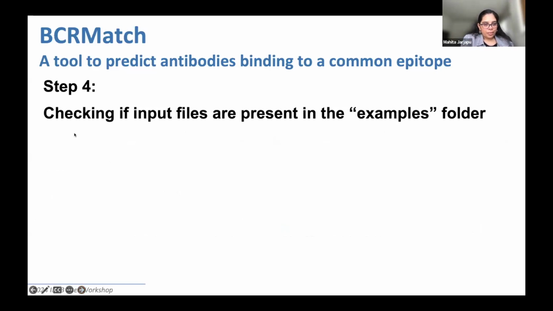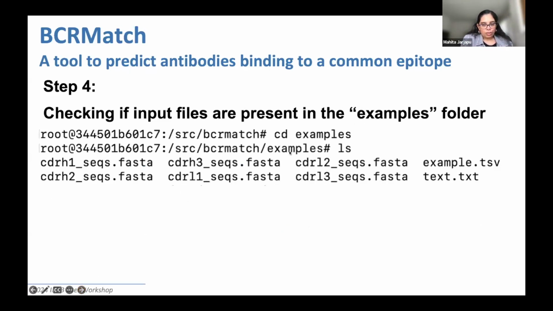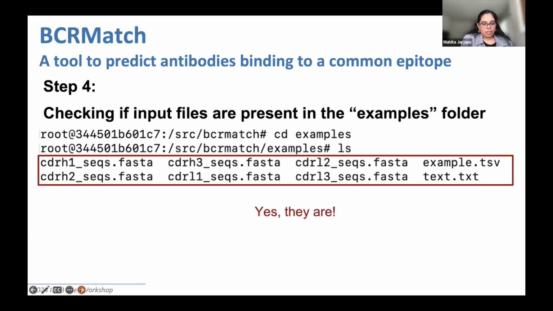Now, the next step is to take the input file present in the BCRMatch folder. Use the command cd example, and it will take you inside the example folder. Then you can use the ls command to list the content of the folder, and we can see that the input files are present.